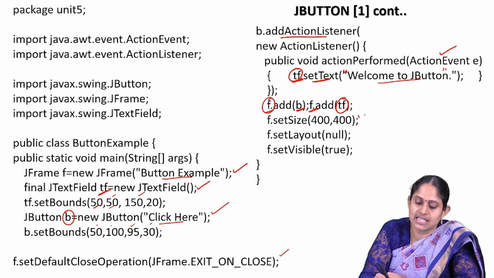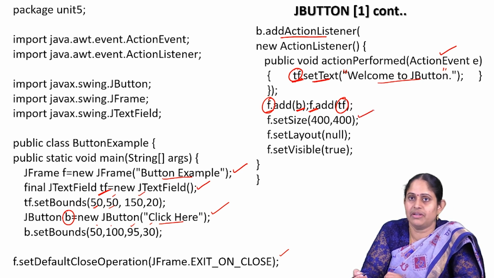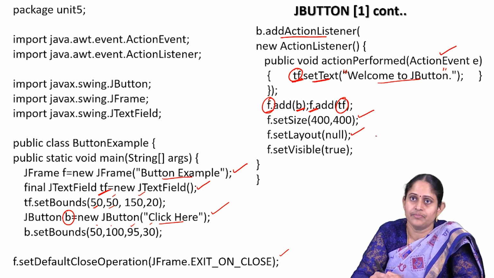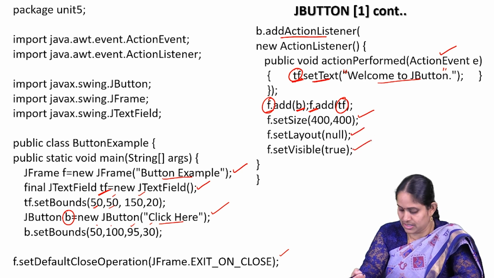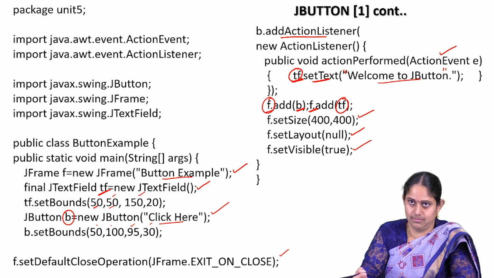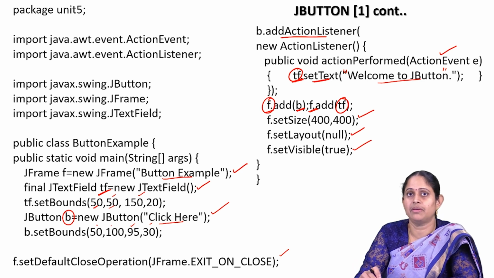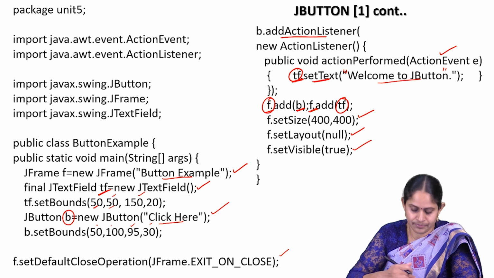Then we are setting the size of the frame to be 400 by 400, and we are not using any particular layout, and the visibility is set to true so that we can see the window, the frame. So this is the basic example of adding an action listener to the button and what action will be performed when we click on the button.